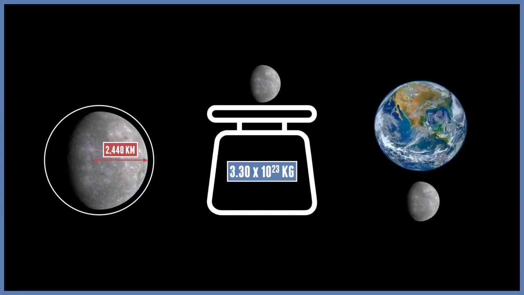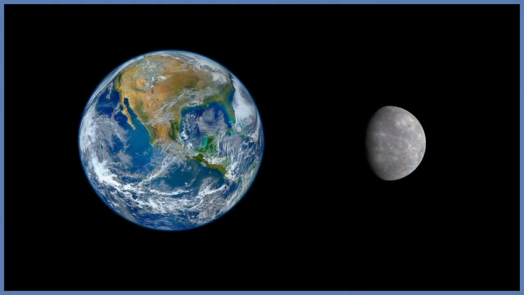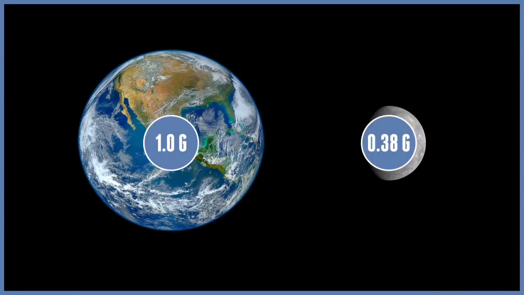Mercury is only around about a third of the size of Earth. This makes Mercury the smallest and least massive planet in the solar system. However, it does have a high density, and this is just slightly lower than the Earth's density. Mercury has a surface gravity of 3.7 meters per second squared, so if you do the calculation, that's the equivalent of 0.38 G.